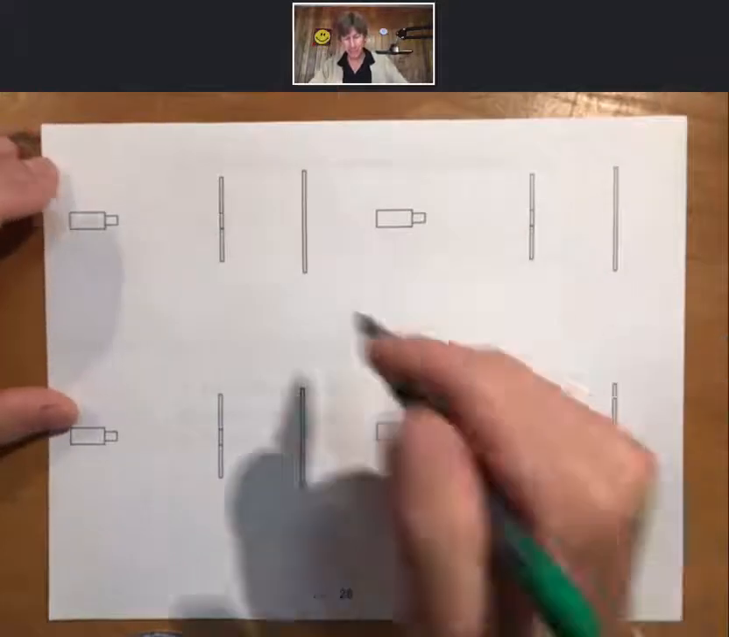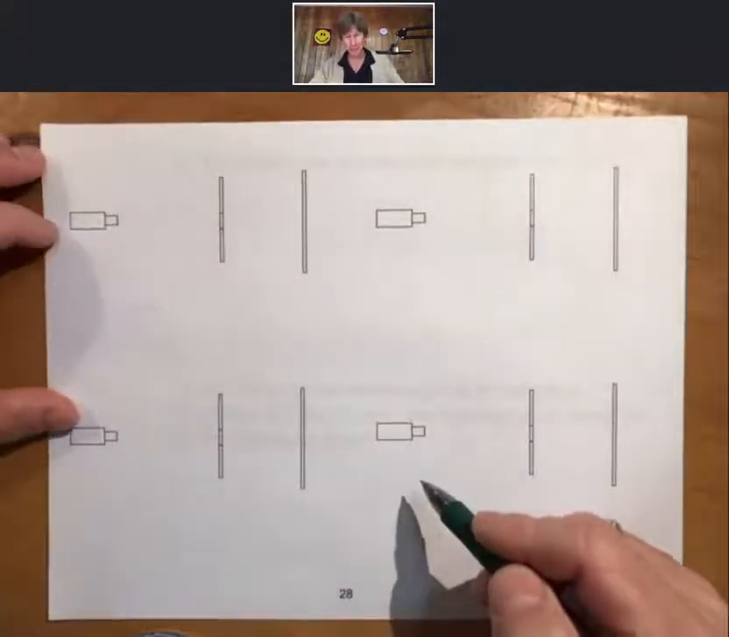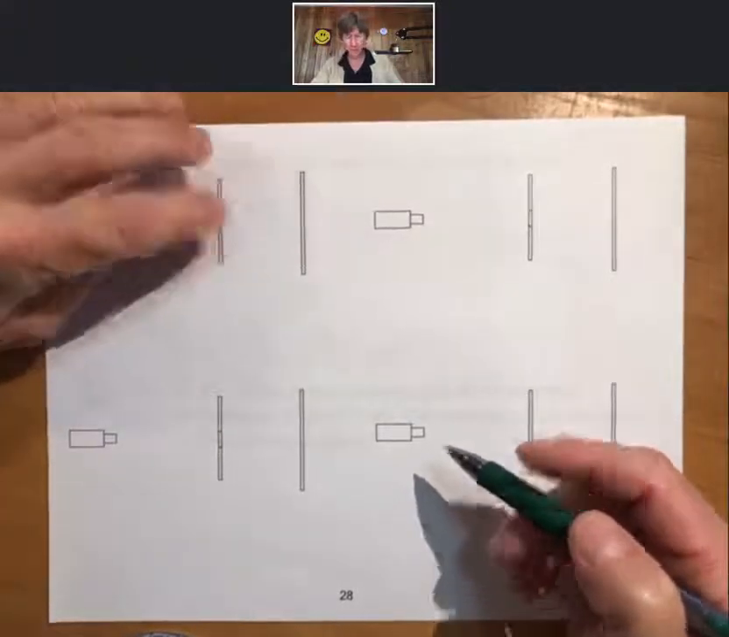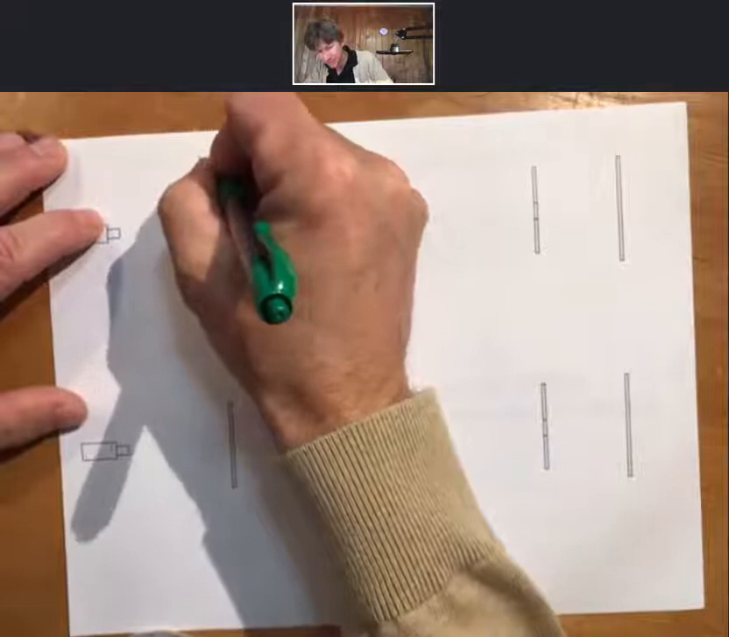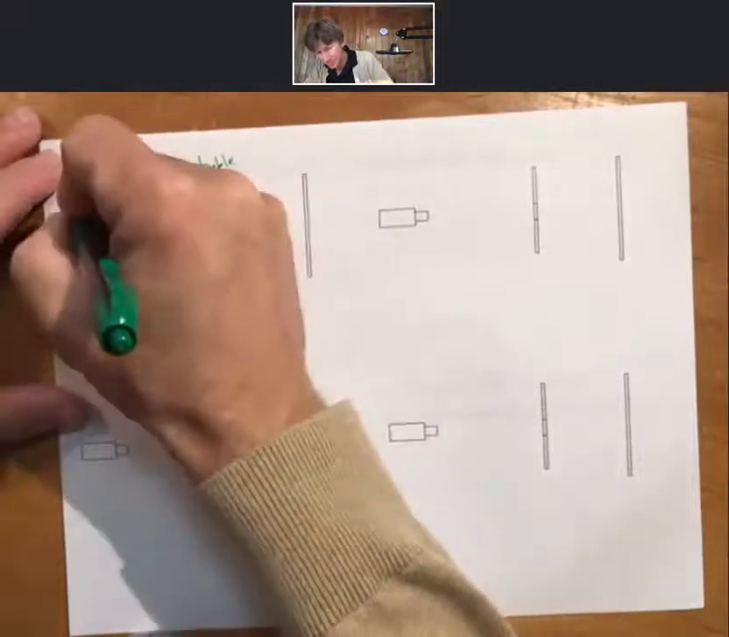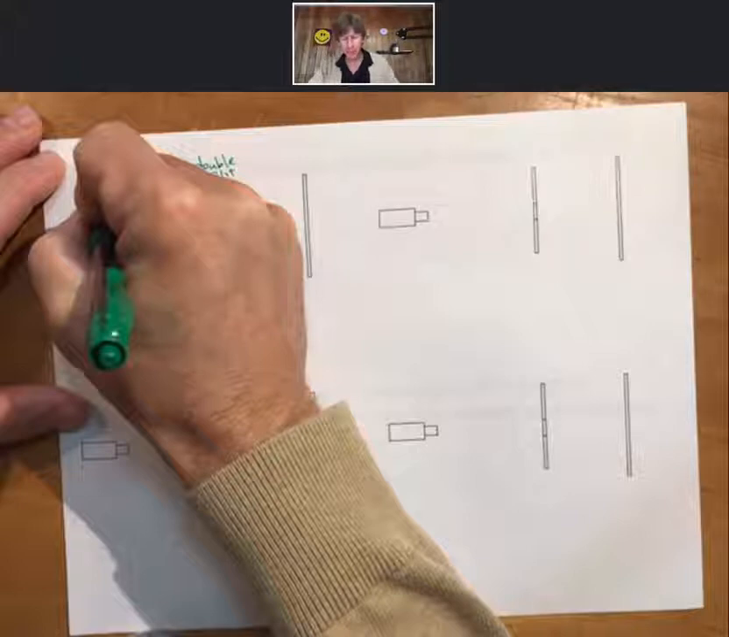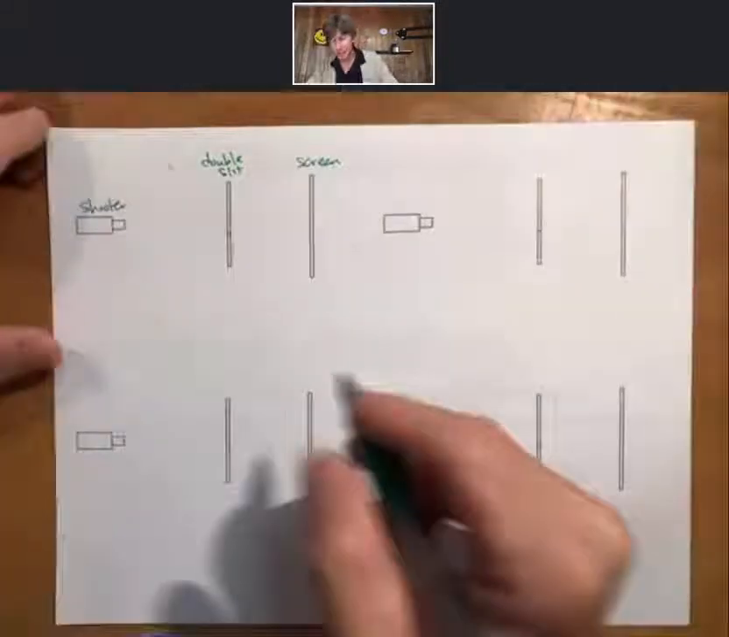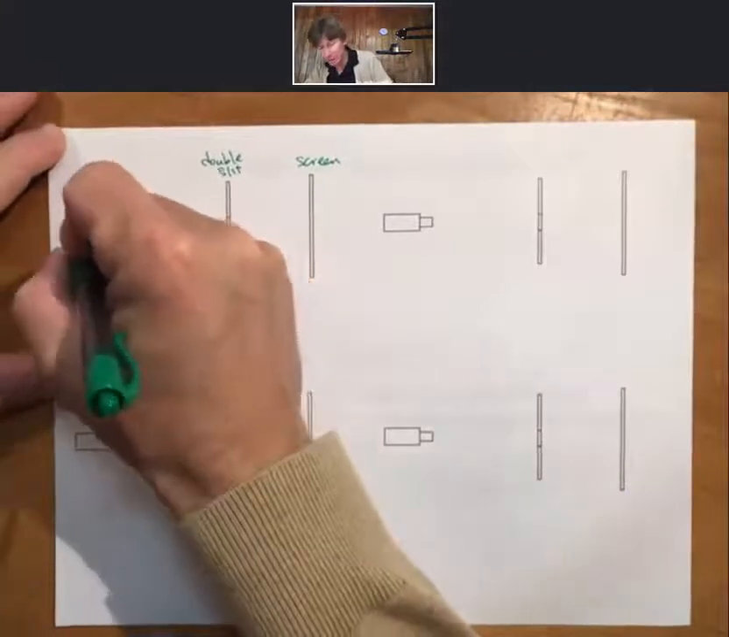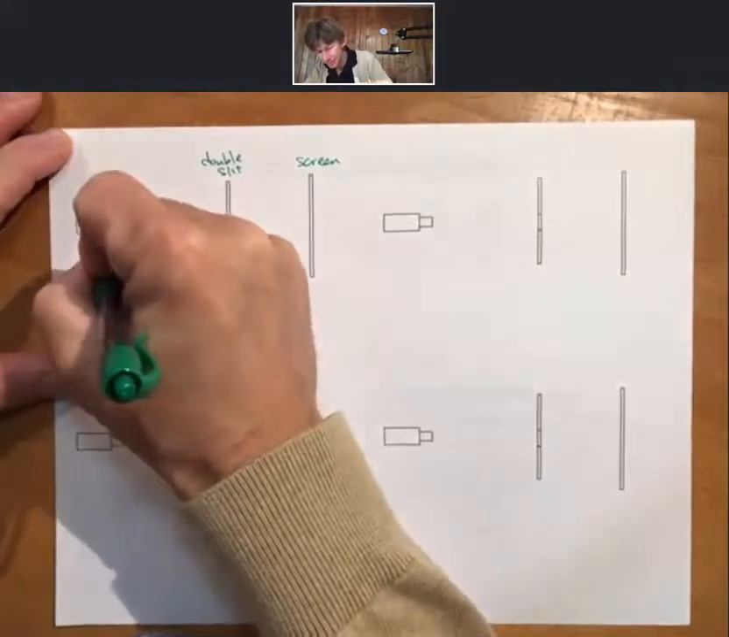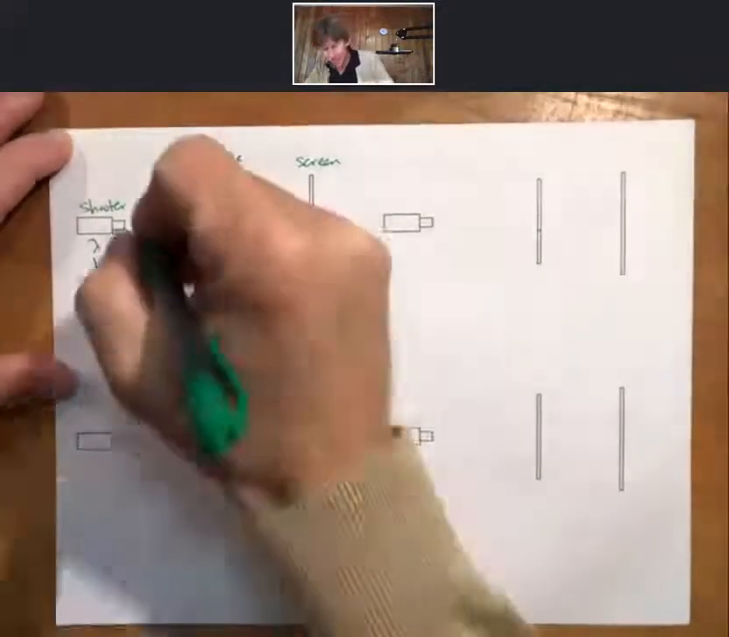Okay, this is 4 drawings of the double slit experiment. We have a shooter of some sort. We have a double slit. And we have a screen. And the question is, what kind of behavior will we see on the screen depending upon what we shoot through? So this shooter is going to shoot wavelengths of light. And that's going to look like this.